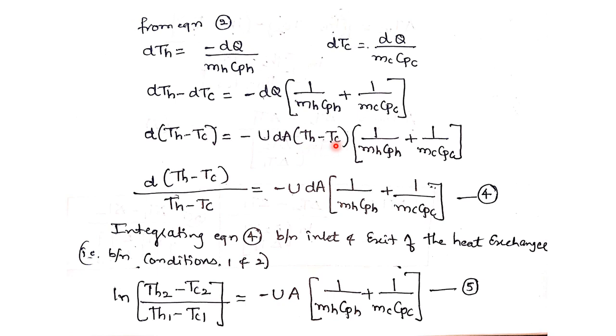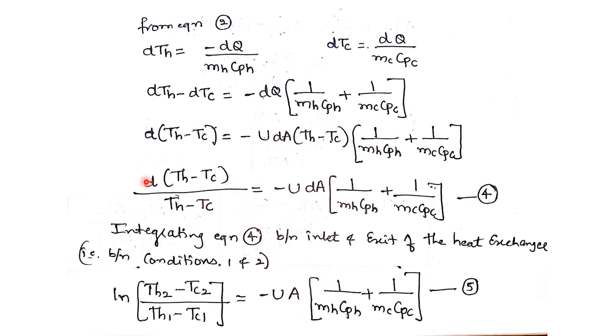Now this TH minus TC term I will take to this side, to the denominator. I have written the equation d of (TH minus TC) divided by (TH minus TC) equals minus U into dA, and the bracket remains as it is, that is 1 divided by mH into CPH plus 1 divided by mC into CPC. Let me call this equation 4. Now integrating equation 4 between the inlet and exit of the heat exchanger, that is between conditions 1 and 2, where limit 1 indicates the inlet and limit 2 indicates the outlet of the heat exchanger.